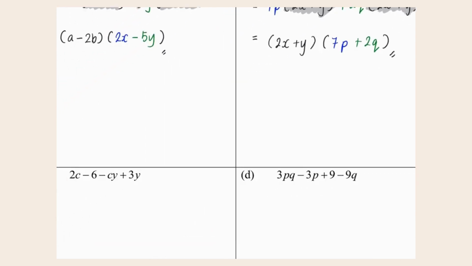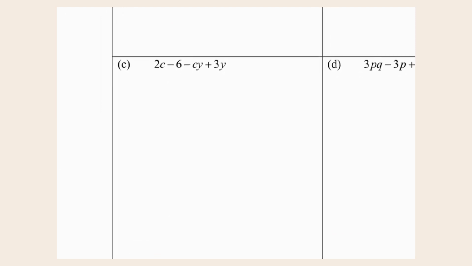And let's move on to part C. And here, in this case, I would have my 2c minus 6 as one group, negative c plus 3y as my second group. 6 can divide by 2. 2 is the highest common factor among the two. I'm left with c minus 3. I'm going to take out negative y. And I'm left with c.